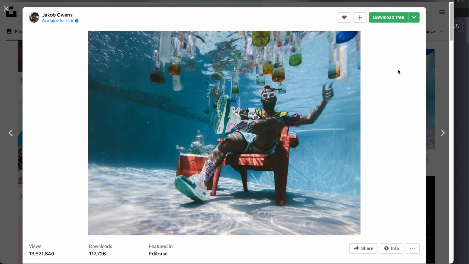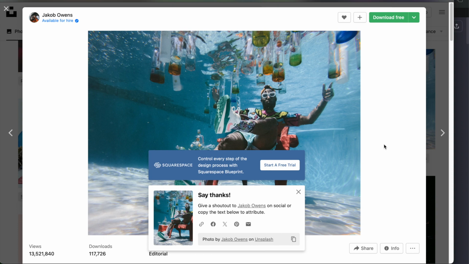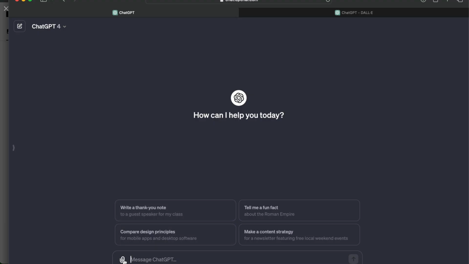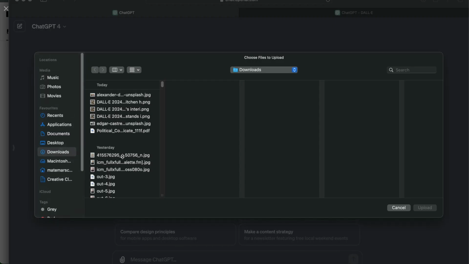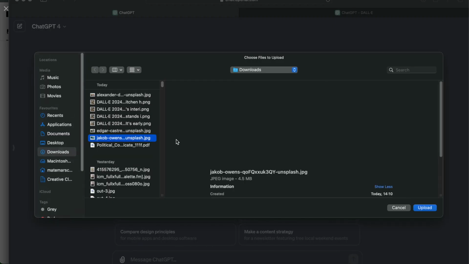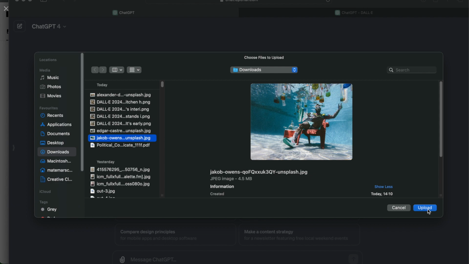For this experiment, I thought I would use an image that's already quite weird and hard to interpret. I found this free-to-use photo by Jacob Owens with a person sitting on a plastic chair underwater, surrounded by colorful water bottles. I'm interested to see what this will end up looking like after 10 interpretations and regenerations. I think even small mistakes at each iteration would be enough to end up with a completely different picture, so I'm curious to see how this plays out.